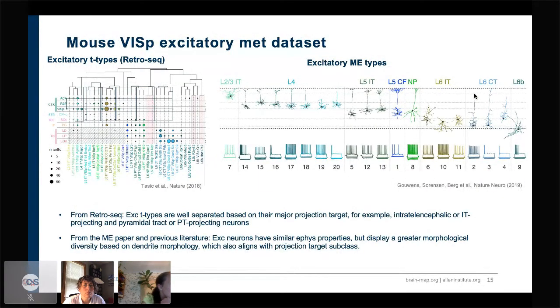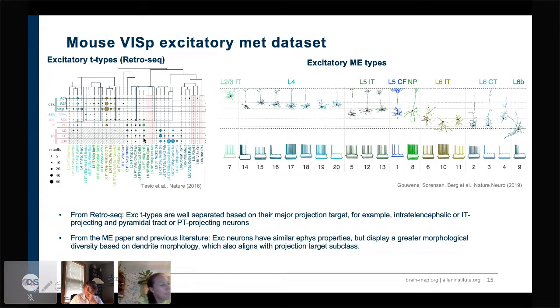So for the last couple slides here, I'd like to switch gears to give you a brief update on our excitatory Patch-seq data. We know already from analysis of retrogradely labeled cells in the Tasic et al. paper that there are numerous excitatory T-types that are well separated based on their major projection target. For example, the intratelencephalic or IT projecting neurons seen here, and the PT projecting neurons, which you can see mostly here.